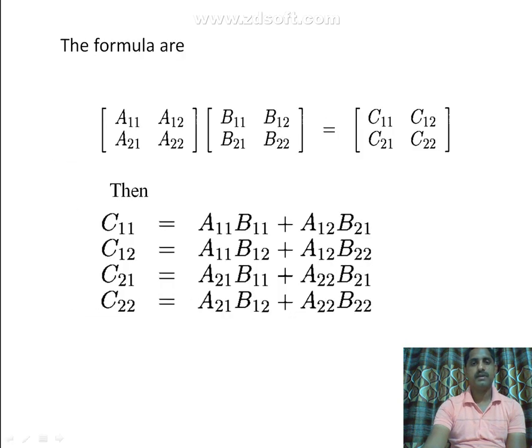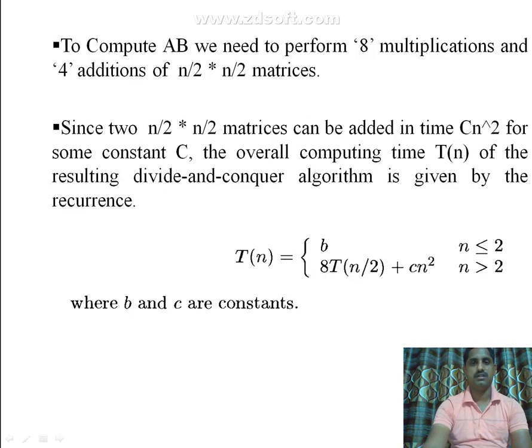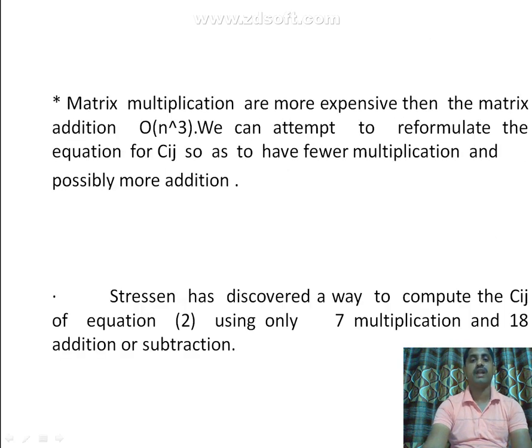See, C11 is A11 B11 plus A12 B21, C12 equal to A11 B12 plus A12 B22, and C21 equal to A21 B11 plus A22 B21, and C22 equal to A21 B12 plus A22 B22. So 8 multiplications and 4 additions in normal multiplication. In that we can calculate the time complexity is big O of n cube.